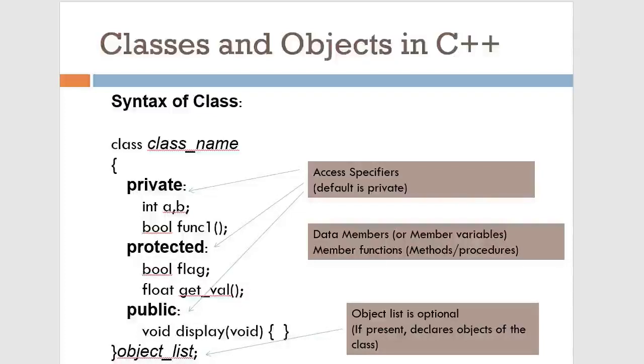And then this is the object list. It is optional to specify the object list here after this end curly bracket. If you provide this object list here, then it declares the objects of that class.